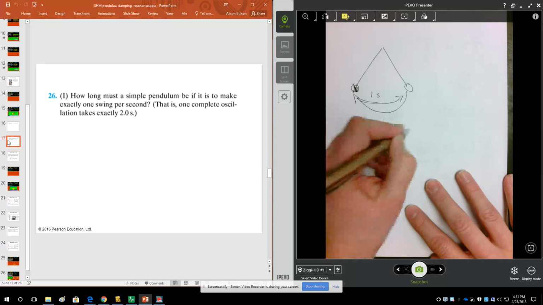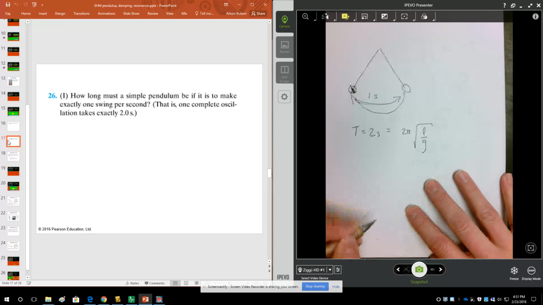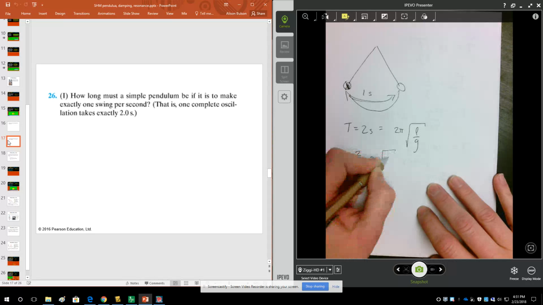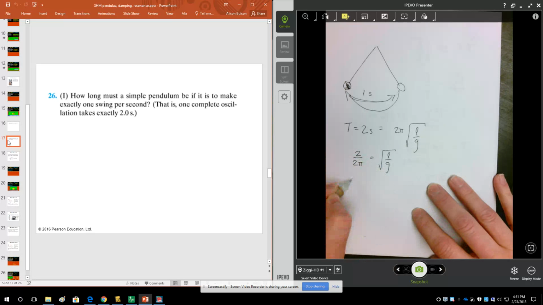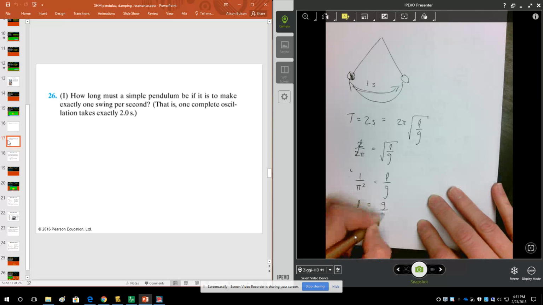So 2 seconds is equal to 2 pi times the square root of L over G. And again, we know G on Earth is 9.8 meters per second squared. So 2 seconds over 2 pi is the square root of L over G. We've got to square both sides, so it's going to be, oh, I can cancel that out, right? So it's going to be 1 over pi squared is equal to L over G.